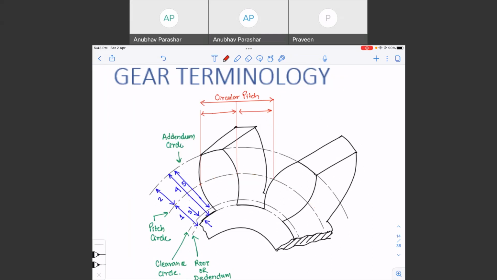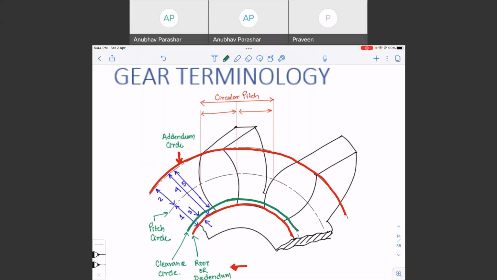When two gears mesh with each other, rolling happens about the pitch circle. We'll see that. Then this topmost circle is known as the addendum circle. The bottommost circle is known as the root circle or dedendum circle. I've already marked it here. Then you have this clearance circle.